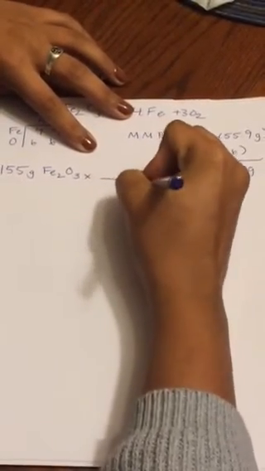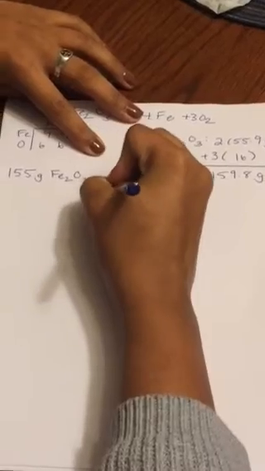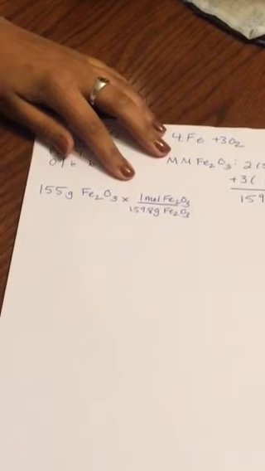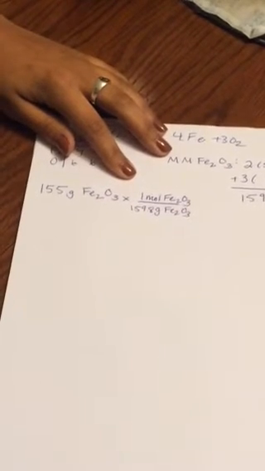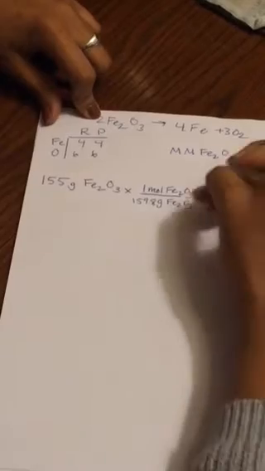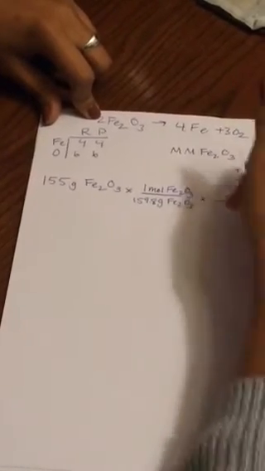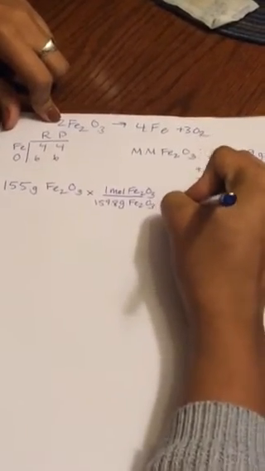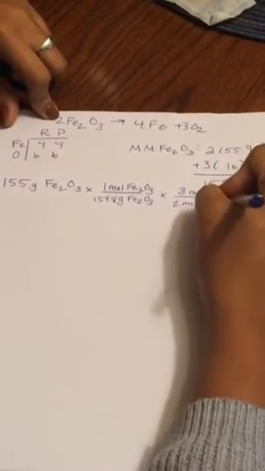And since I'm trying to cancel out grams, it's going to go on the bottom. So grams of Fe2O3 goes down here, 159.8. Up top goes 1 mole of Fe2O3. And I'm trying to determine how many moles of oxygen are going to be produced. So I'm going to have to look back at this equation to find the next conversion. And I see that if there are 3 moles of oxygen, O2, produced, I'm going to use 2 moles of Fe2O3.